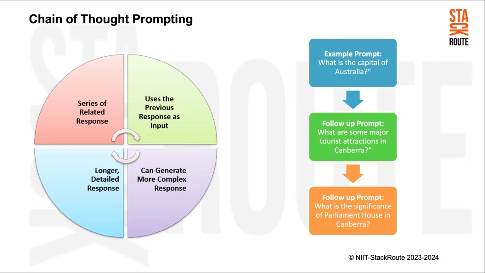The chain of thought prompting technique can be used to generate more complex and nuanced responses, as each subsequent response builds on the information provided in the previous response. This technique can be particularly useful for generating longer, more detailed responses to complex questions or prompts.